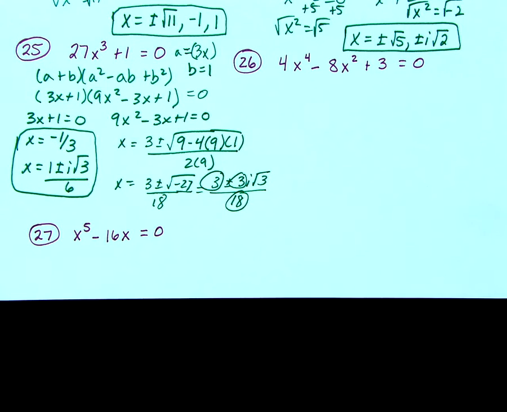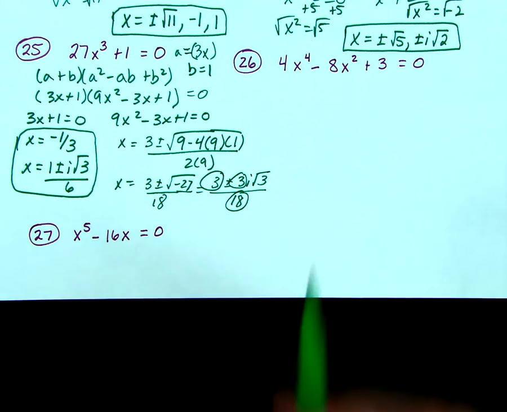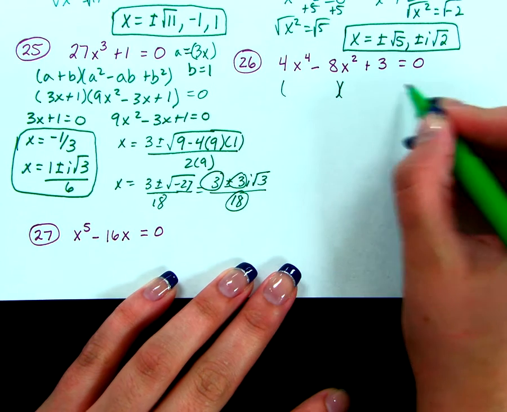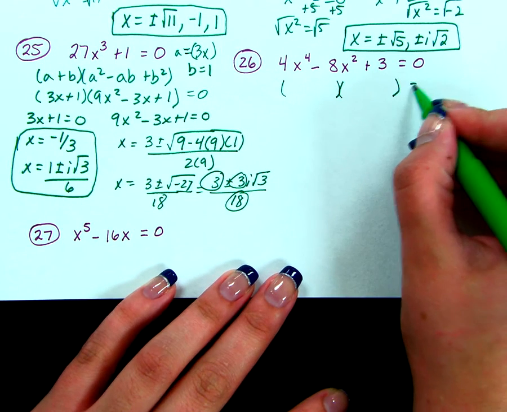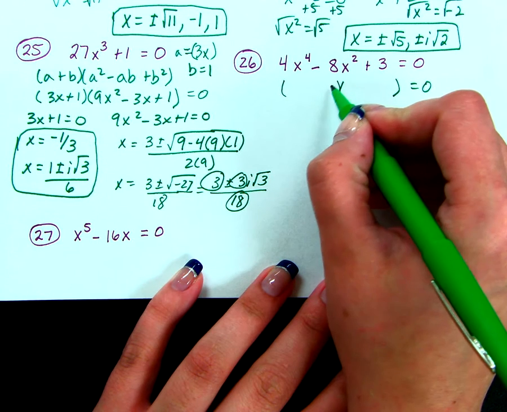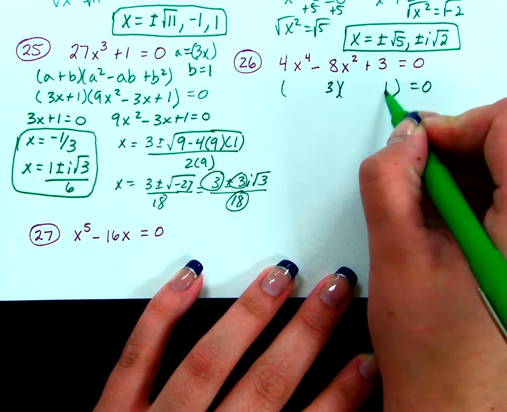All right, the next one, number 26. So no greatest common factor. It's already equal to 0. We're missing the cubic and the linear term. And our highest is a quartic. So if this is going to factor, we're going to factor it just like a quadratic. Okay? So the only way to split 3 is going to be 3 and 1.